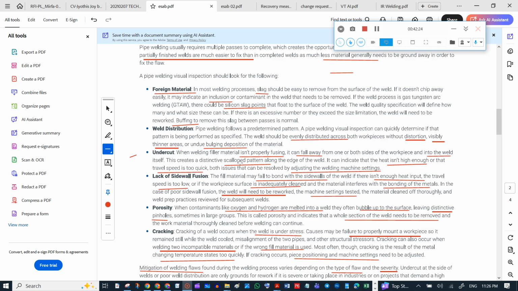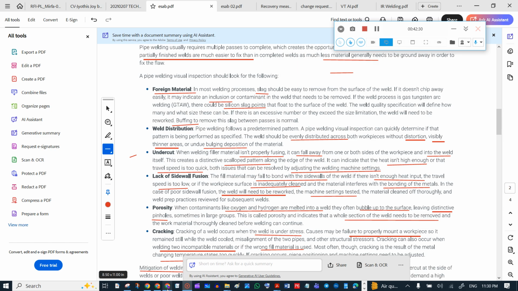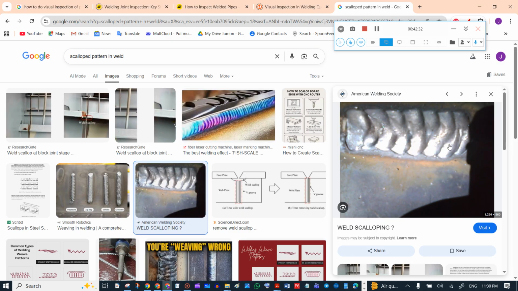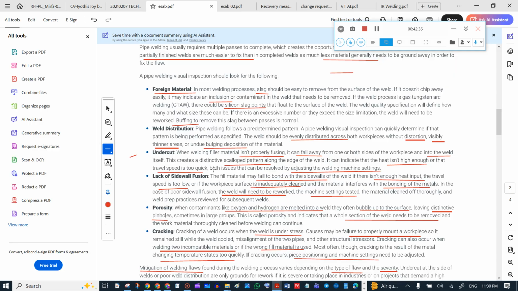So what is a scalloped pattern? It will be like this. Okay. So this creates a scalloped pattern along the edge of the weld. It will indicate the heat is not high enough and the travel speed is too high. It can be resolved by adjusting the welding machine settings.